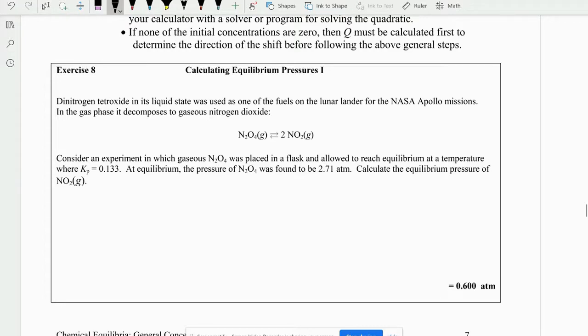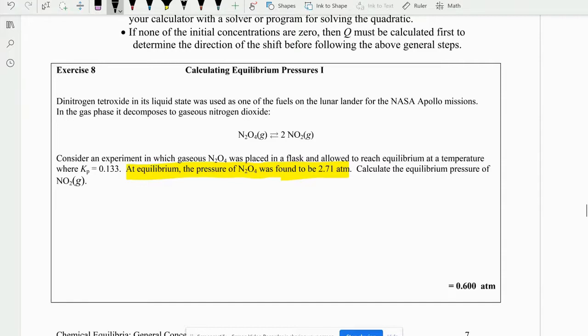All right, you guys, here's where you should celebrate, because look at it, it says at equilibrium, the pressure was found to be 2.71. When you see the words at equilibrium, you should definitely celebrate, because the problem is actually going to be a little bit easier. And actually, in this particular exercise, we do not need to set up an ICE table. Okay, so let's go ahead and lay this out step by step.